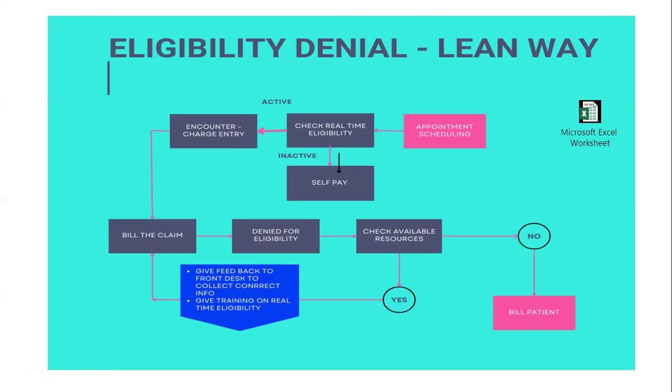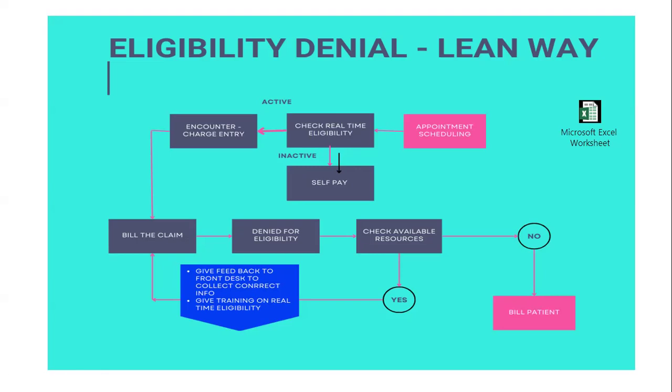So here, what we are trying to do before we get a denial, we want to implement this particular training to the front desk people. And second one, we are going to check the real-time eligibility. So sometimes you may ask, right? My project does not have a real-time eligibility. In that scenario, what should I do?